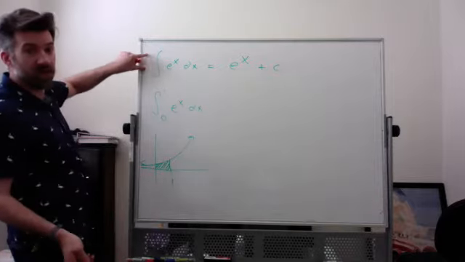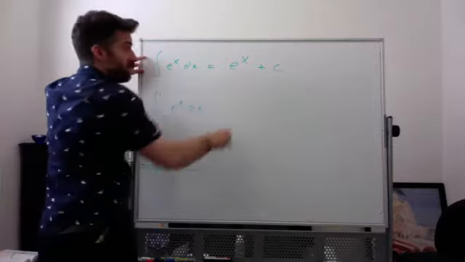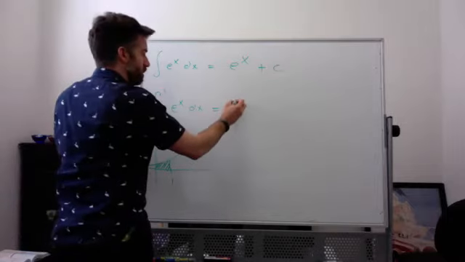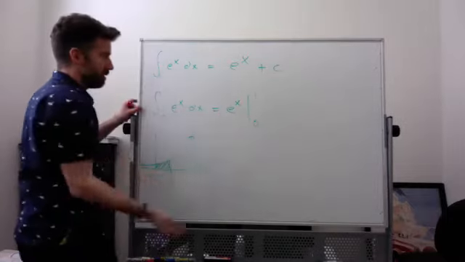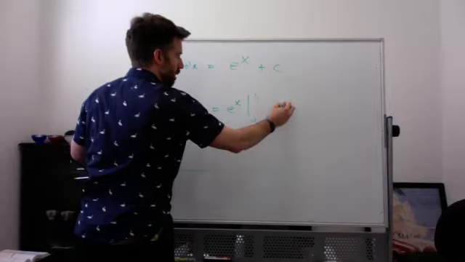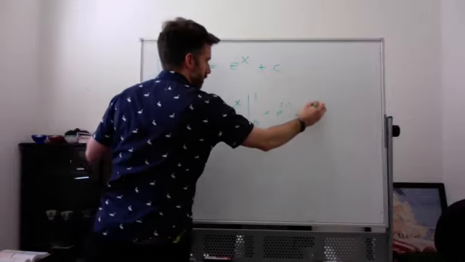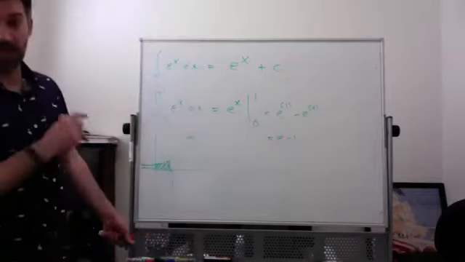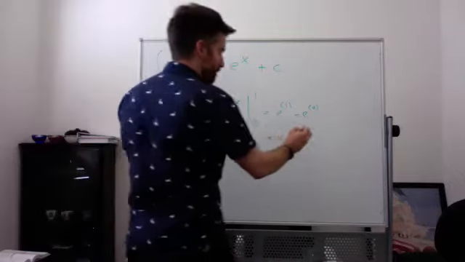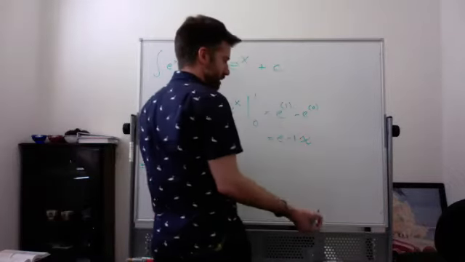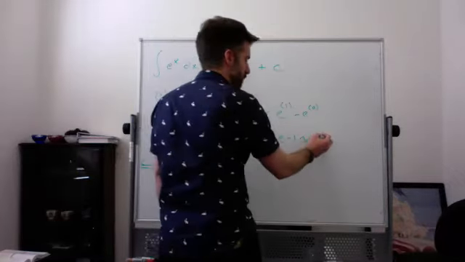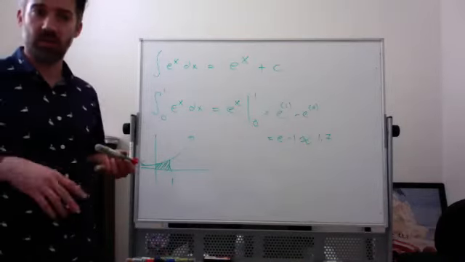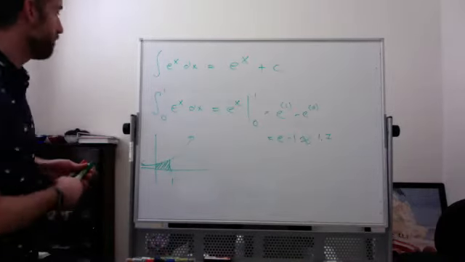If it's indefinite, you need the plus c. If it's definite, you don't need the plus c. But you do have to evaluate it. That means I'm gonna get e to the 1 minus e to the 0, which is e minus 1. I would leave my answer like that, but some people might want to approximate it, approximately 2.7 minus 1, 1.7.